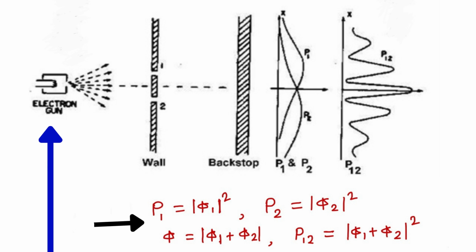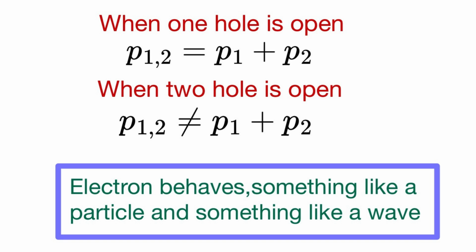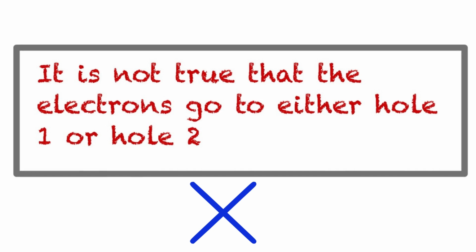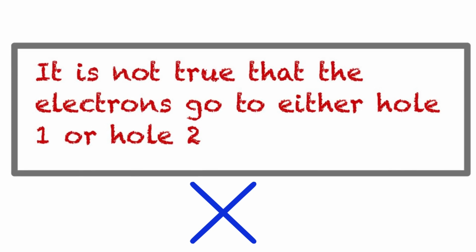When one hole is open and the other is blocked, we get the probability like bullets. That is, P12 equals P1 plus P2. When two holes are open, it behaves like a wave. That is, P12 does not equal P1 plus P2. In this sense, the electron behaves something like a particle and something like a wave. Another conclusion is that we cannot say the electron goes through either hole 1 or hole 2.